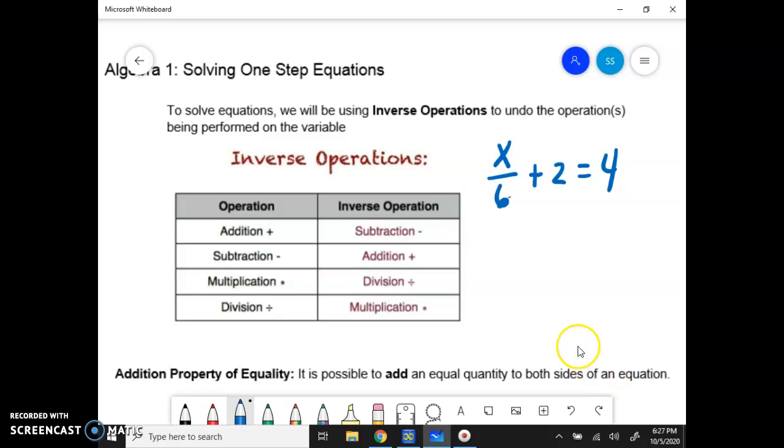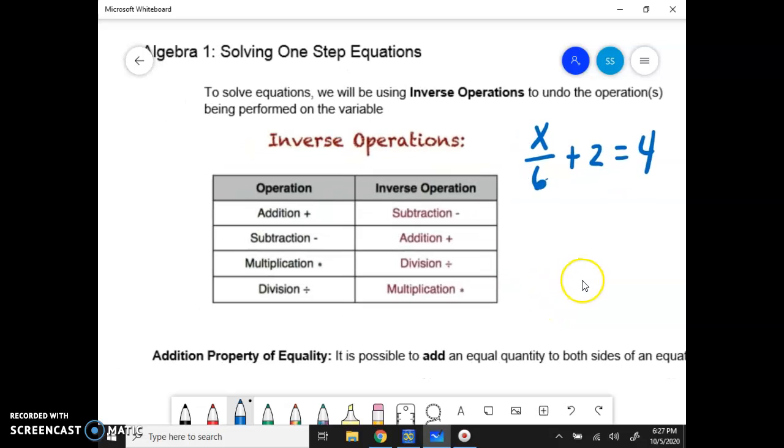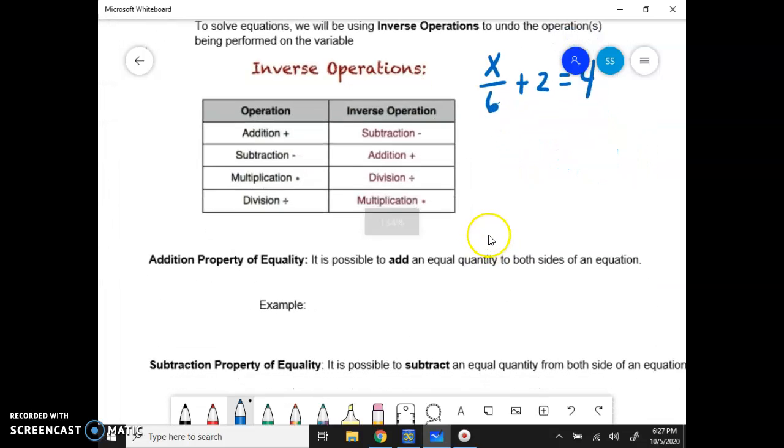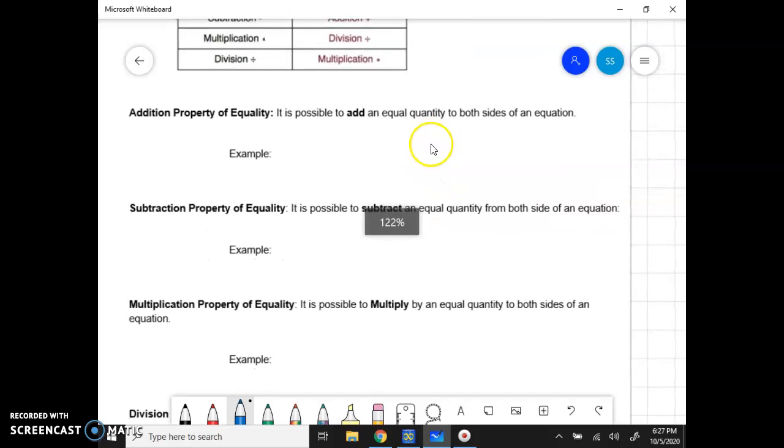And then we have inverse operations, or opposite operations. You can call them opposite operations as well. The inverse operation of addition is subtraction. The inverse operation of subtraction is addition. The inverse operation of multiplication is division. And lastly, the inverse operation of division is multiplication. You guys probably already know that. So let's just put this into practice.